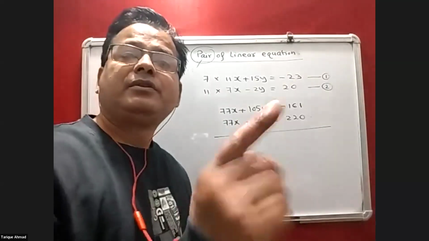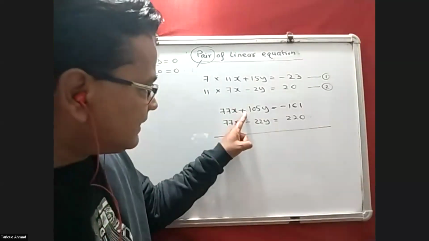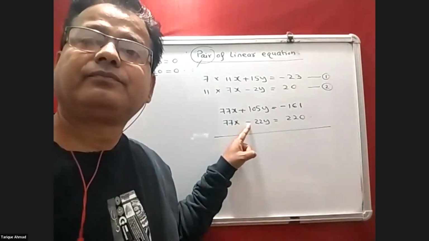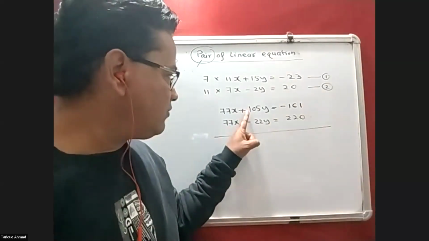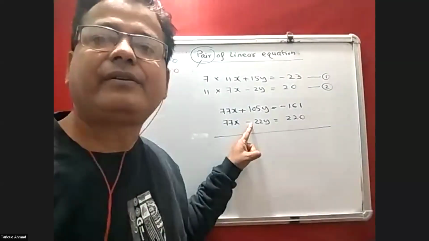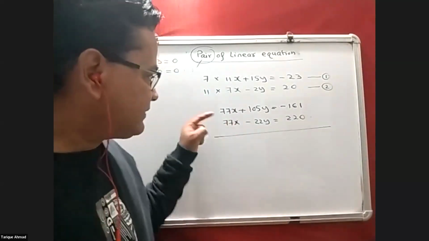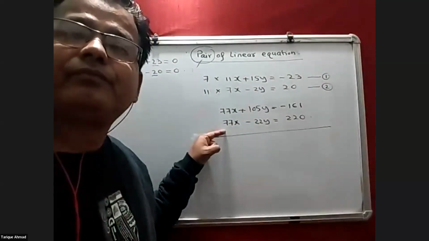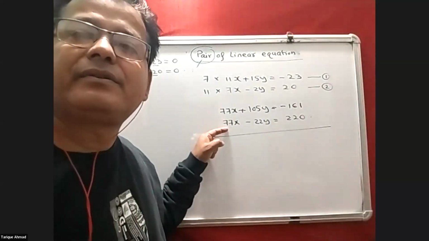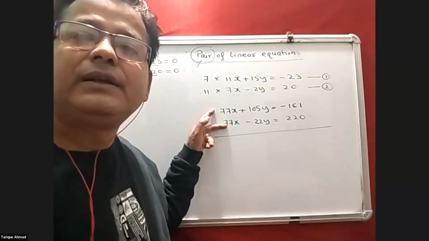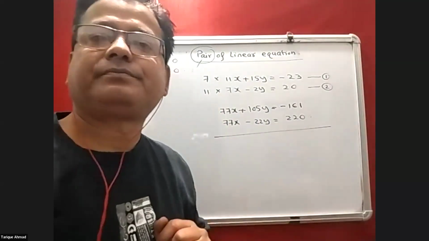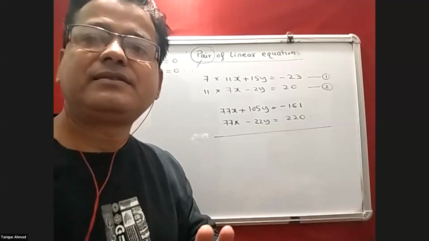No, no, Neha. See, when signs of the equated coefficients are different, then we go for addition. If signs are same, plus plus or minus minus of the equated coefficient, then we go for subtraction. Is the rule clear?